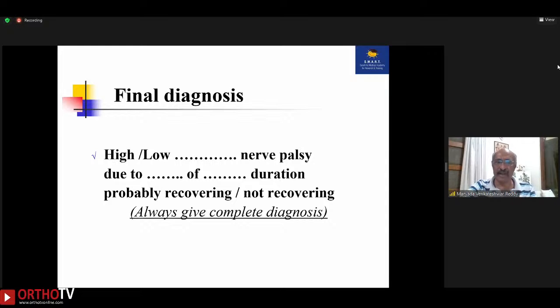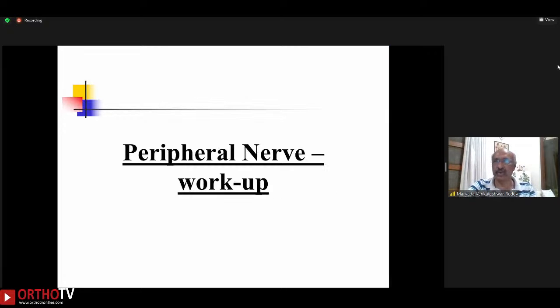Now you put in the final diagnosis: high or low ulnar nerve palsy due to penetrating injury around the elbow of 2 months duration, not recovering. So that will be the complete diagnosis. Now, once you've made a diagnosis, then the discussion starts. That is what you want to do.